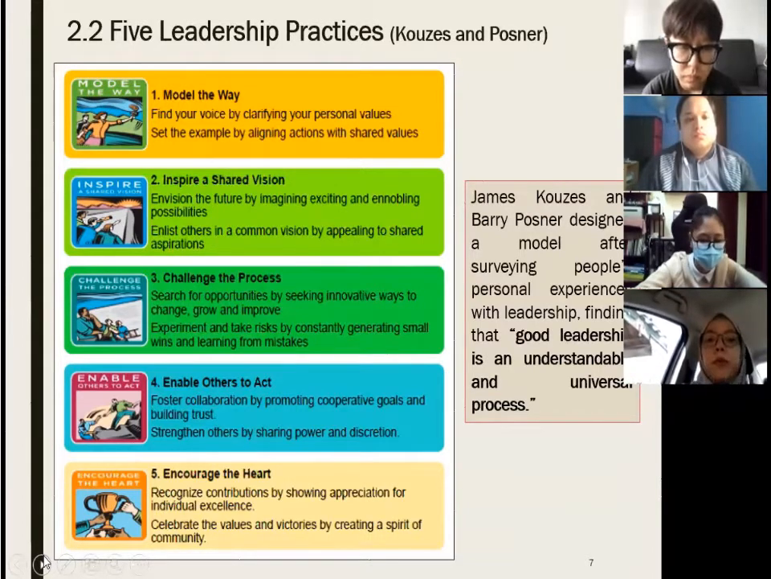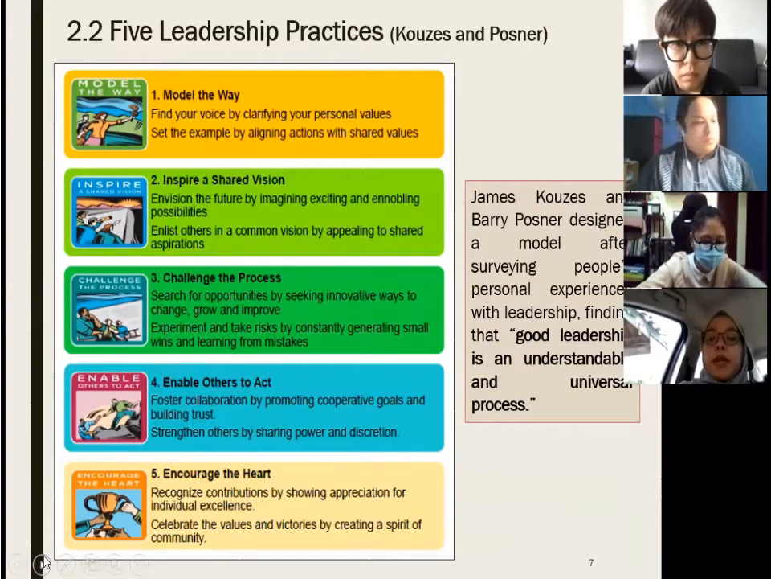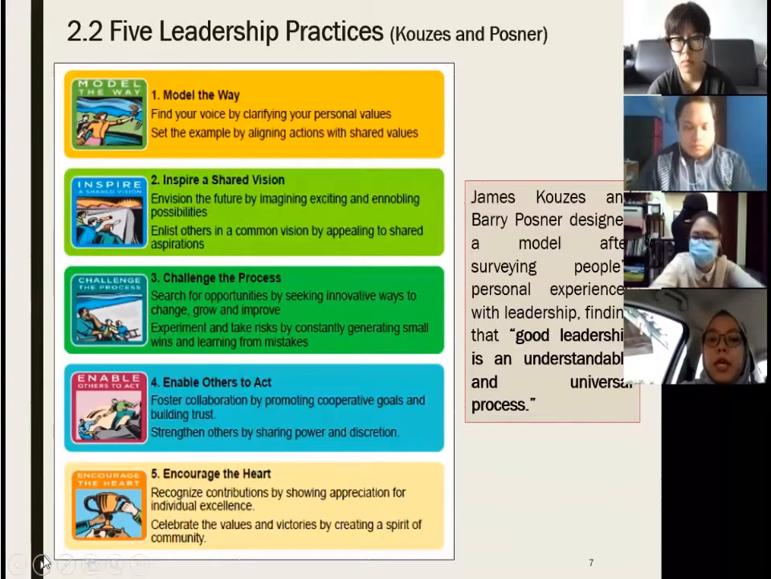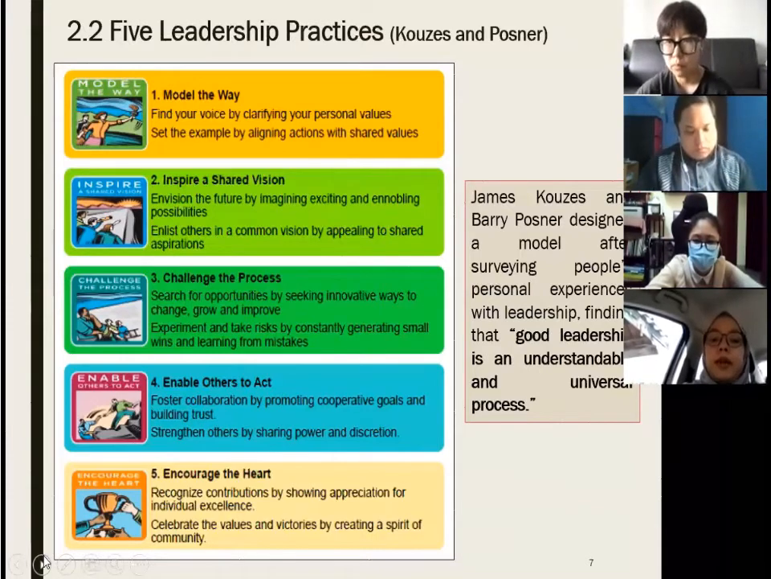The first one is model the way. Model the way is about leaders leading by example. The key is to define the shared behavioral standards and also the norms, and then exemplify them. The 2 key behaviors here are to find your voice by clarifying your personal values, and set the example by aligning action with shared values.